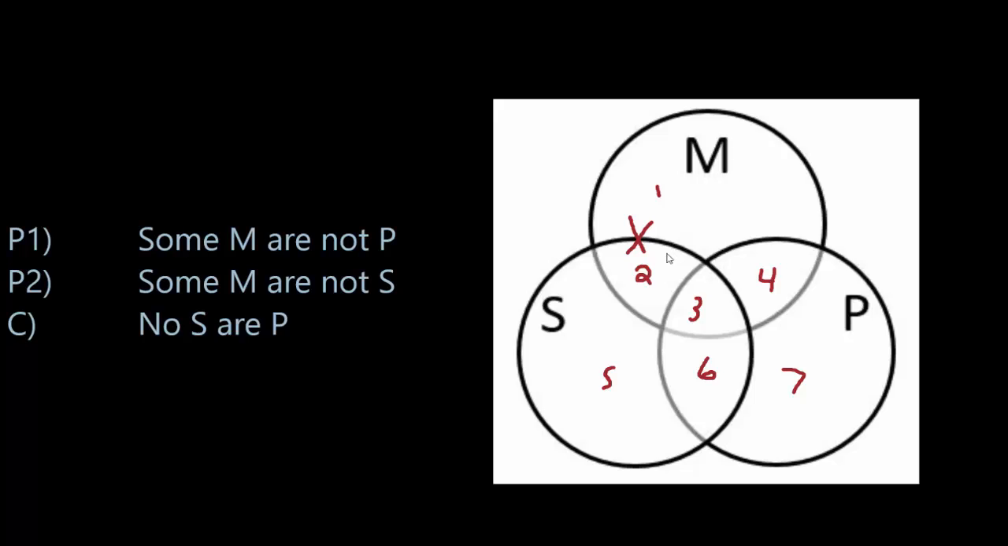Our minor premise says that some M are not S. So we're told that there exists an M, but it's outside of the S circle. 2 and 3 are the areas where we have M's existing that are S's. So we need an X in the M circle that is outside of this. That would be in area 1 or 4. Again, because there's no shading, we can't determine which. So we put the X on the line in between 1 and 4.